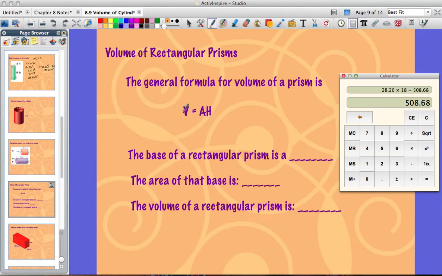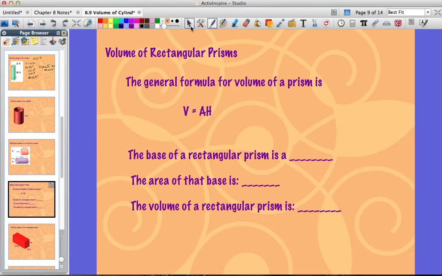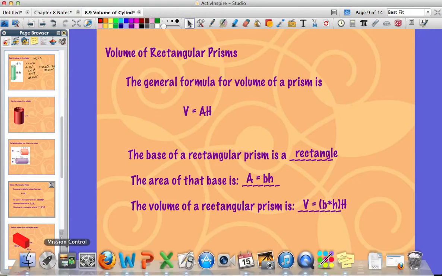All right, so again, we remember that volume equals area times height. So the first thing we have to think of is, what's the base of the rectangular prism? It is a rectangle. The area formula for that base is base times height. So this is where your base times height or length times width times height formula comes into play for volume. So the volume of the rectangular prism is base times height times the height of your three-dimensional figure.